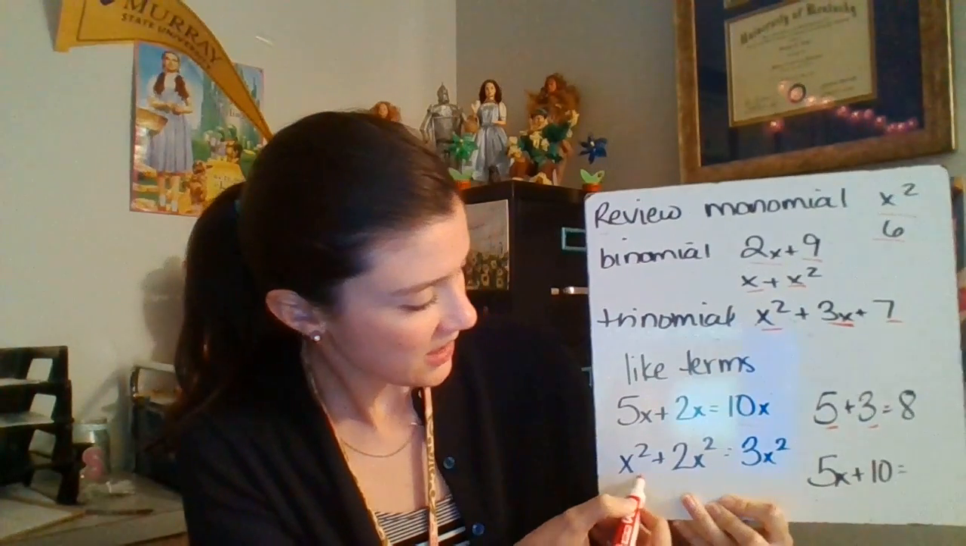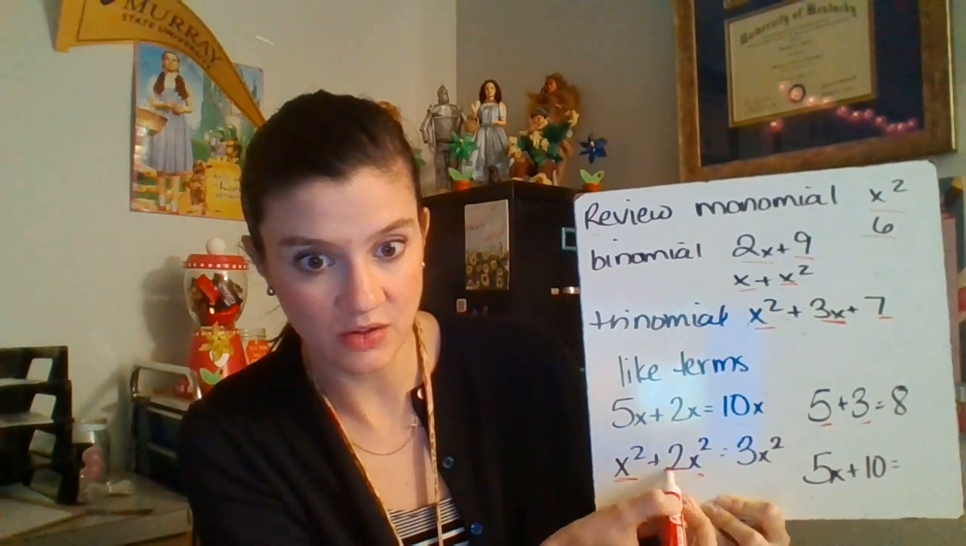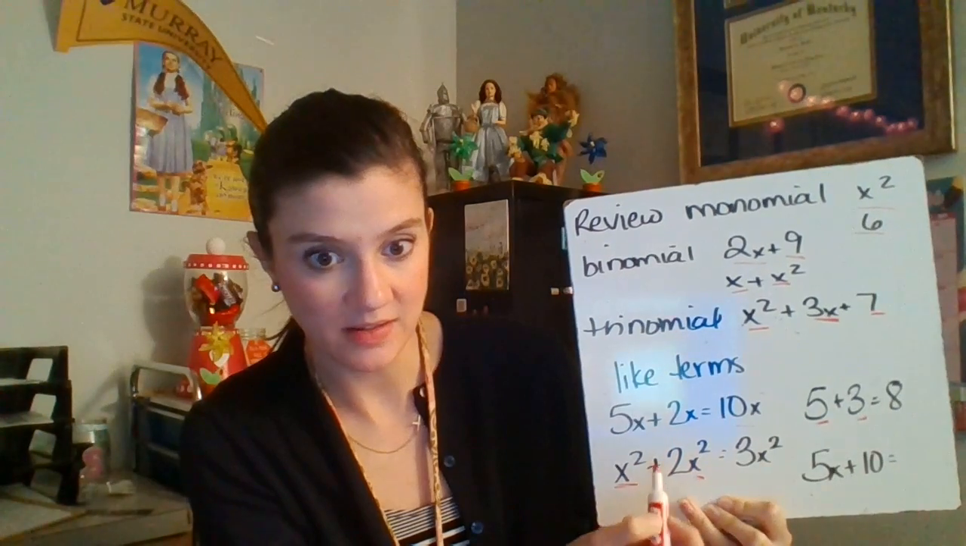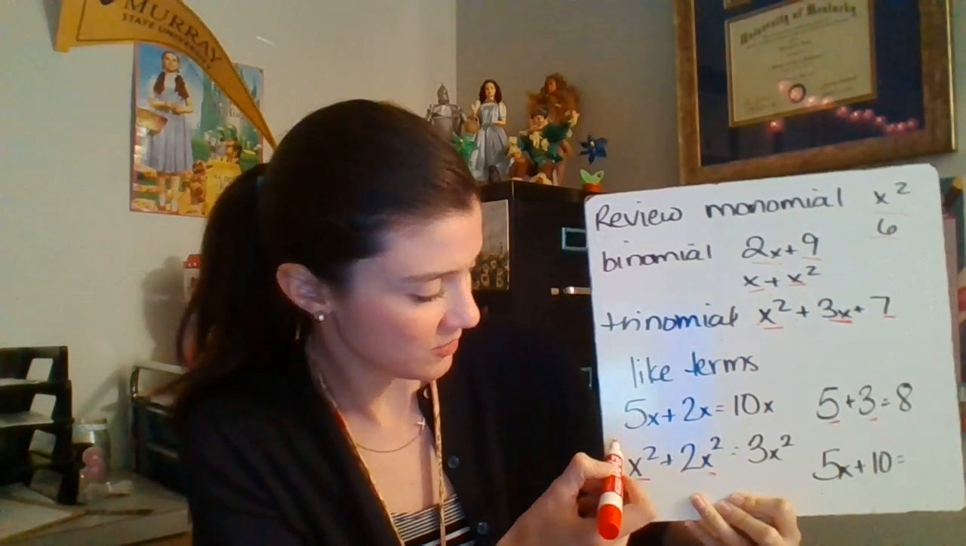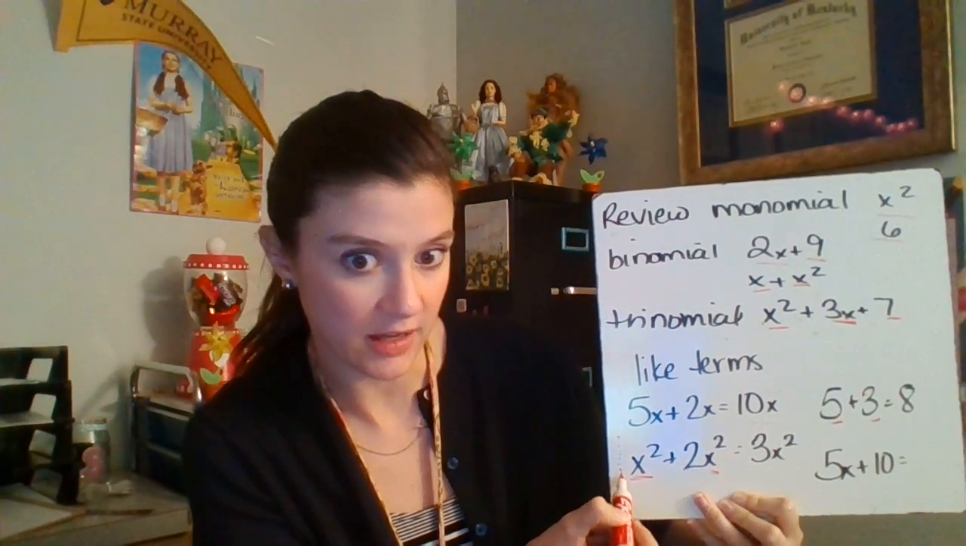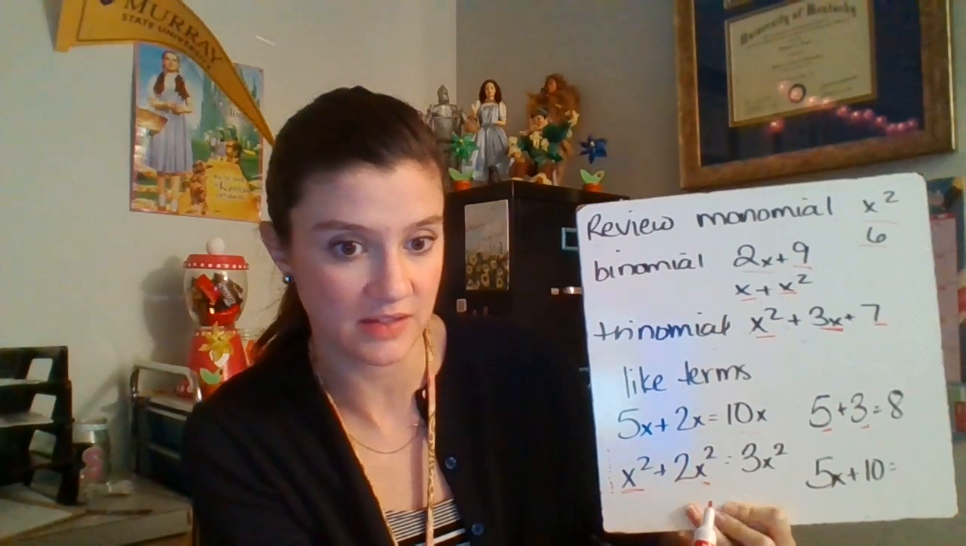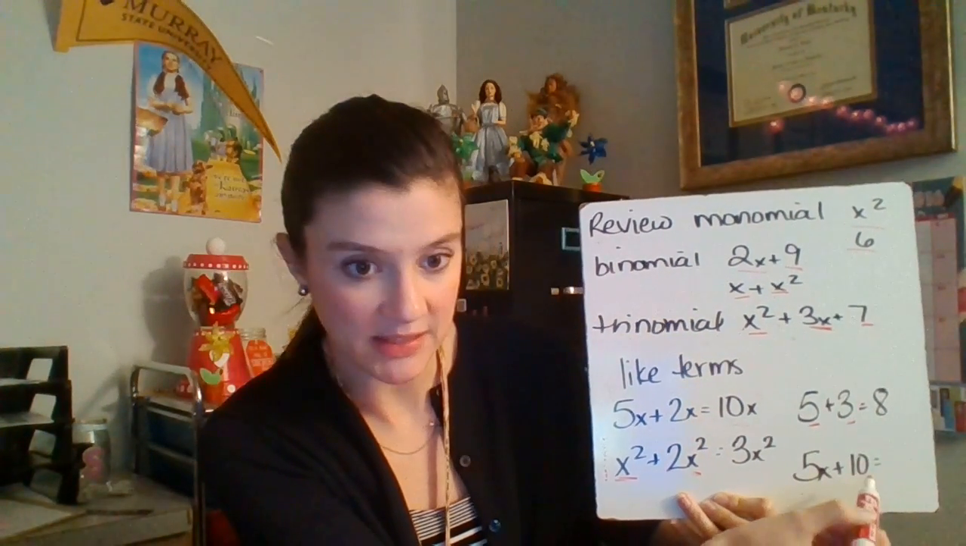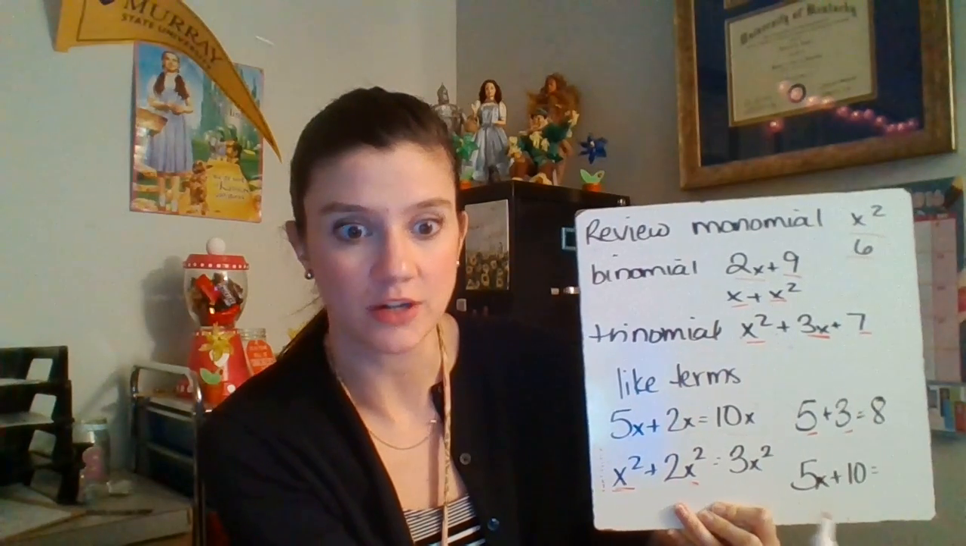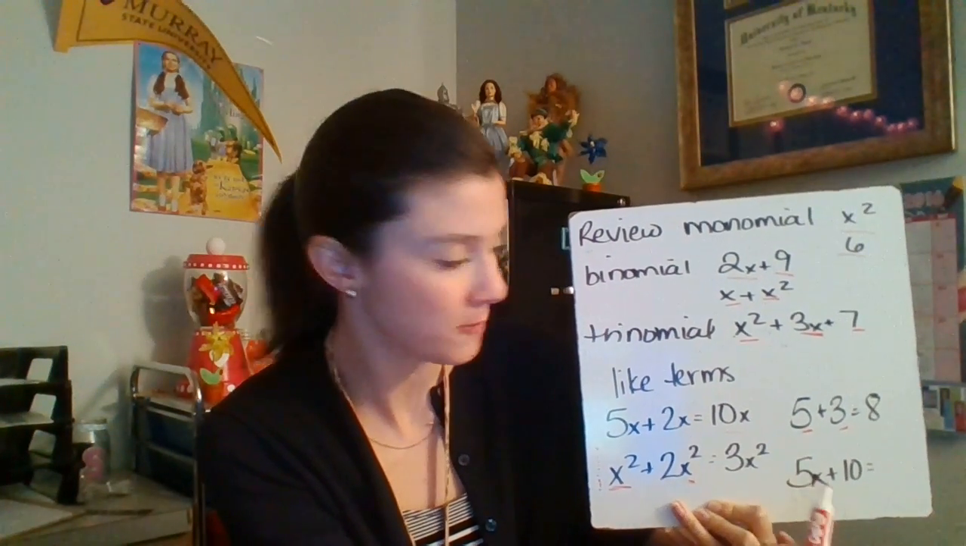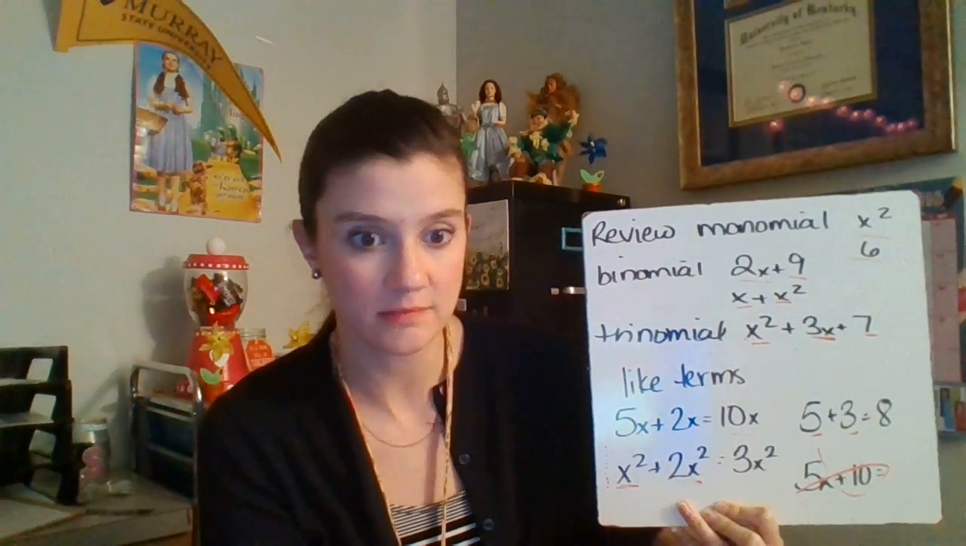Down here, x squared plus 2x squared. They both have x squared. And again, you can always imagine a 1 right here. So that would become 3x squared. 5x plus 10, those are not like terms. The 10 doesn't have a variable, so we cannot combine them because there are no like terms.